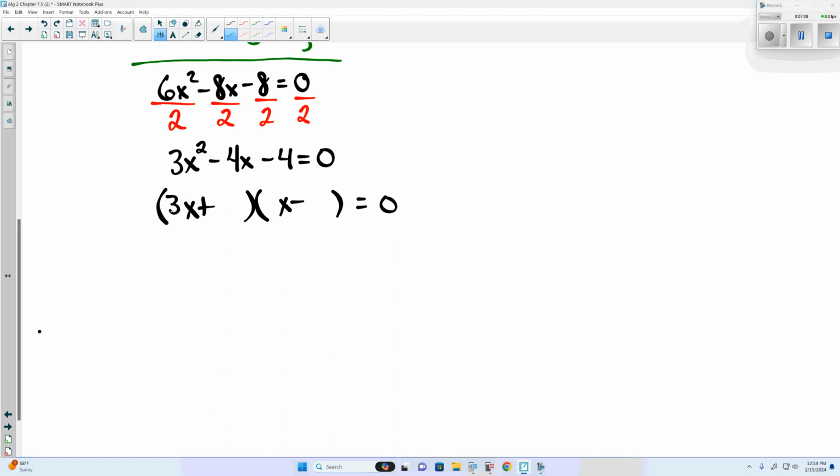Factors of 4 are 1 and 4 or 2 and 2. Do we want 1 and 4 or 2 and 2? 2 and 2.